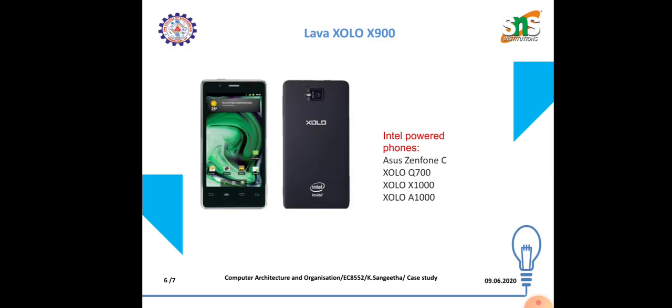the Intel smartphone processors. The Lava Solo X900 is one of the Intel smartphone processors. The other Intel powered phones are Asus Zenfone C, Solo Q700, Solo X1000, Solo A100. So let us see the Atom.